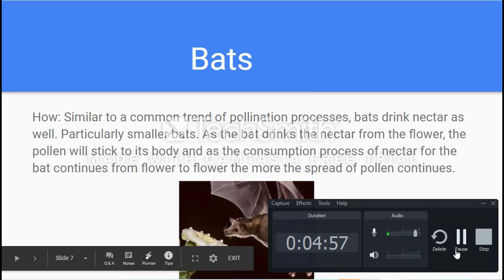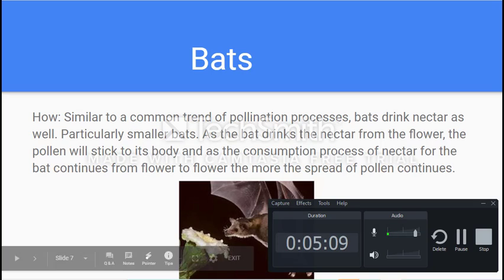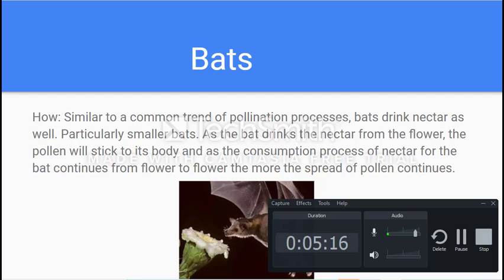So I want to finish off with a very interesting pollinator: bats. Now, when you think of pollination, you wouldn't exactly think of bats, but yes, bats are very key pollinators in the pollination process. And how do they do this? Well, similar to the common trend of pollination processes, bats drink nectar as well, particularly smaller bats. As the bat drinks the nectar from the flower, the pollen will stick to its body, and as the consumption of nectar continues from flower to flower, the more pollen will spread.